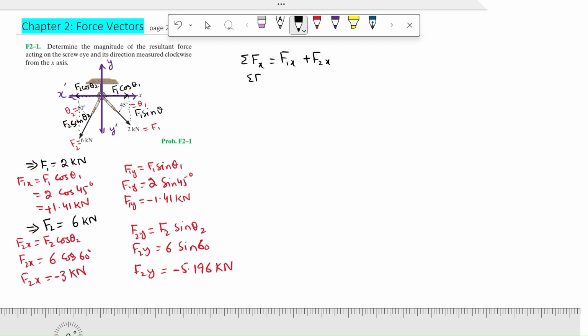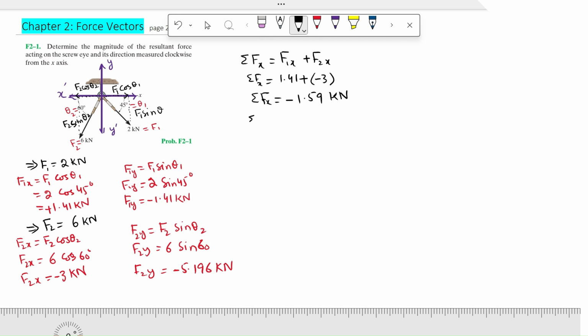So summation of f of x equals the value of f1x, which is 1.41, plus the value of f2x. F2x is minus 3. So adding these values, we can get the value of summation of f of x, which will equal minus 1.59 kilonewton.